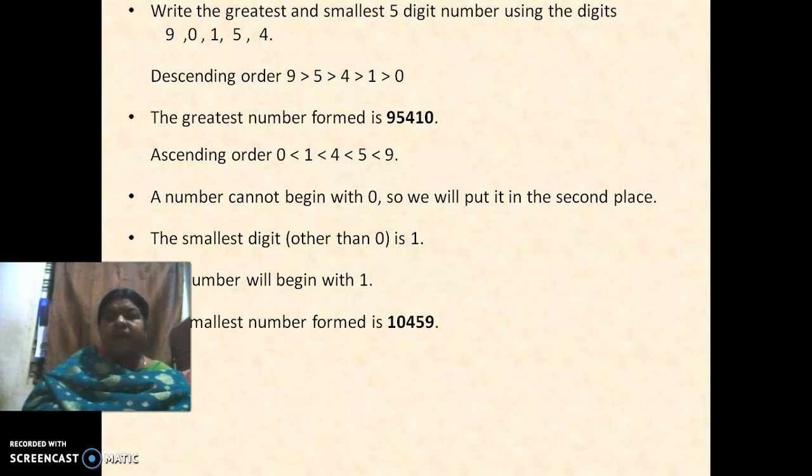One more example: 9, 0, 1, 5, 4. The greatest number is 95,410. And while finding the smallest number, 01459, the number cannot begin with 0, isn't it? So we cannot start the number with a 0. The first digit should be 1, then the second digit should be 0. So like that, 10,459 is the smallest number among all of these.